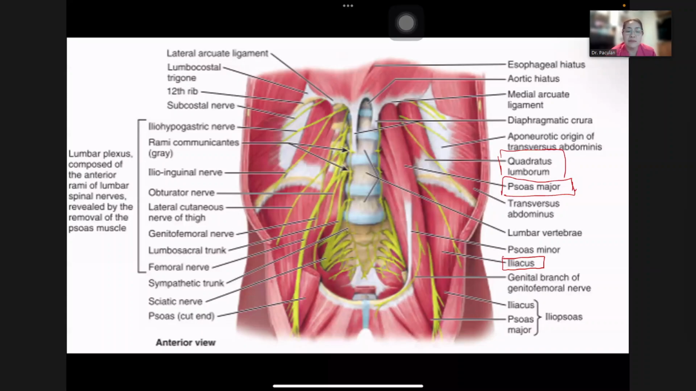You have your posterior abdominal wall muscles, your diaphragm. What I'm saying are the structures that are located at the posterior abdominal wall, okay? And you have the fascia, including the thoracolumbar fascia, your lumbar plexuses composed of the anterior rami of the lumbar spinal nerves, fats, nerves, vessels, and lymph nodes.